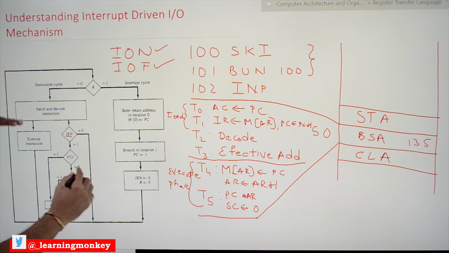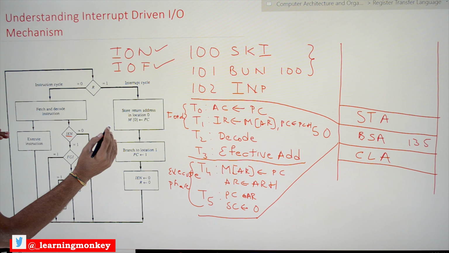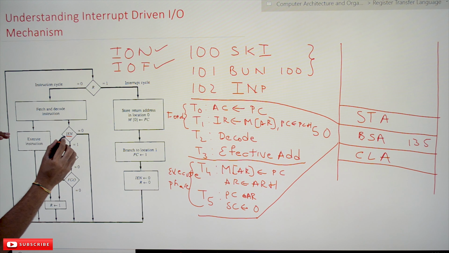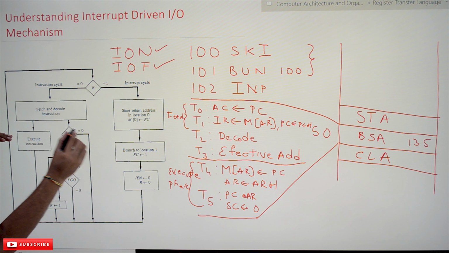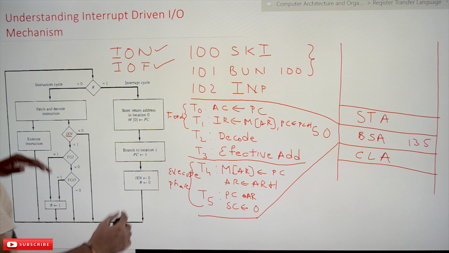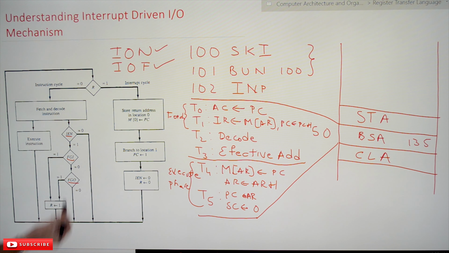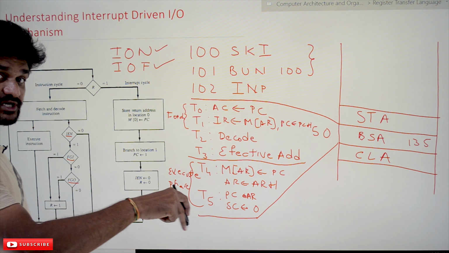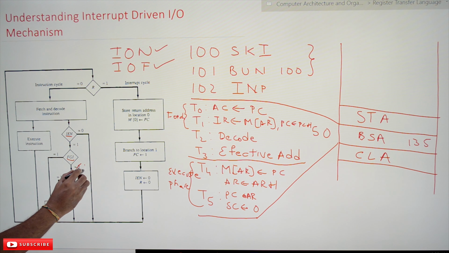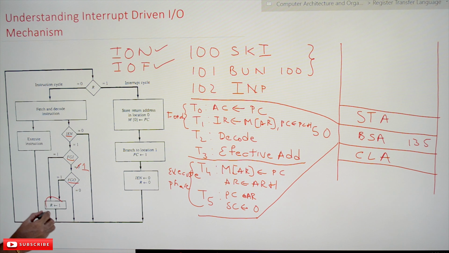While executing these steps, whenever we are in the execute phase, the control unit is going to check whether the interrupt enable is on or off. Because we are in user mode, user programs are getting executed, so the interrupt enable will be on. After that we check whether FGI is on or FGO is on. As the keyboard is pressed, the FGI will be made 1. If the FGI is 1, we make R equal to 1.